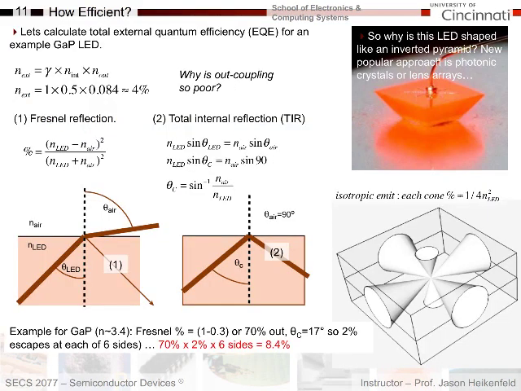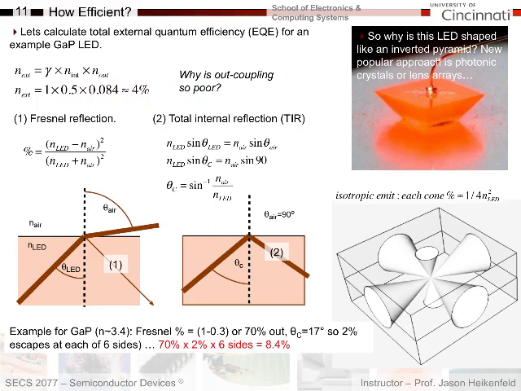So, let's calculate the total external quantum efficiency for an example gallium phosphide LED. How we'll calculate that is the injection efficiency, internal quantum efficiency, and the outcoupling efficiency. So let's assume our injection efficiency is 1, because we could design the LED to do that, and you'll see how we do that a little bit later. Same quantum efficiency internally, 0.5. And then my outcoupling efficiency is 0.084, which really kills me and gives me a net efficiency of only 4%.